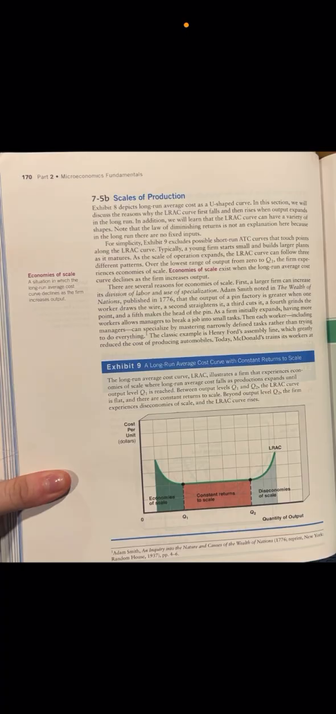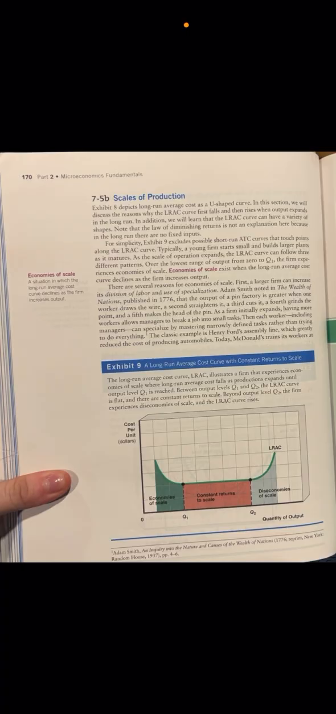First, a larger firm can increase its division of labor and use specialization. Adam Smith noted in The Wealth of Nations, published in 1776, that the output of a pin factory is greater when one worker draws the wire, a second straightens it, a third cuts it, a fourth grinds the point, and a fifth makes the head of the pin. As a firm expands, having more workers allows managers to break a job into smaller tasks. Each worker, including managers, can specialize by mastering narrowly defined tasks rather than trying to do everything. The classic example is Henry Ford's assembly line, which greatly reduced the cost of producing automobiles. Exhibit 9.